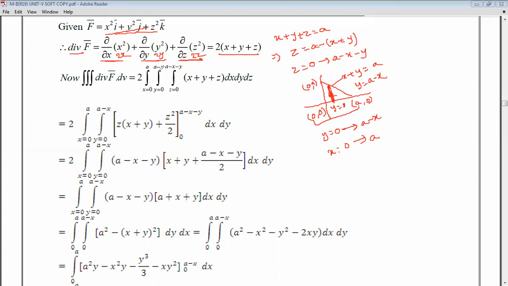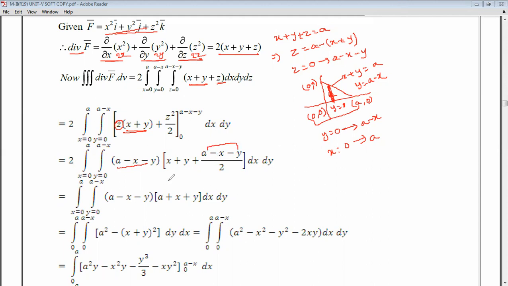See, z is from 0 to a minus x minus y, y is from 0 to a minus x, and x is from 0 to a, and the integrand is (x plus y plus z) dz dy dx. So first you need to apply integration with respect to z. Here x plus y is a constant, so the first term, (x plus y) dz, is nothing but (x plus y) z. And next, the z integration is z square by 2 between the limits 0 to a minus x minus y. In both terms z is there, so we took z as common, a minus x minus y, and in place of z we substituted a minus x minus y by 2.